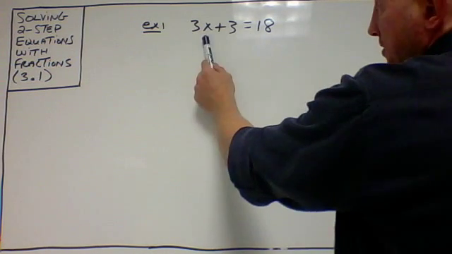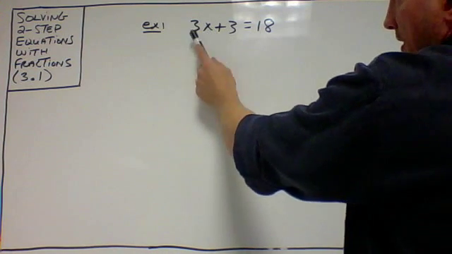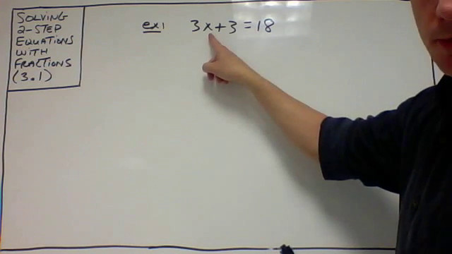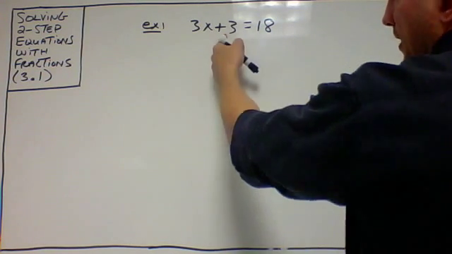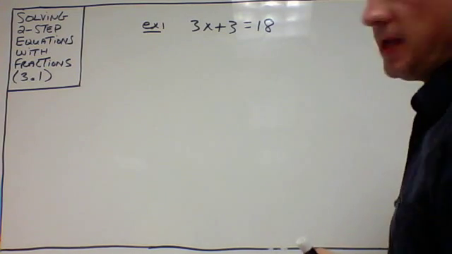Go on the side of the x, get rid of the term that we are adding or subtracting to the x first. Then we get rid of the number that our variable is being multiplied by. So it's always the adding or subtracting step first, then the division step.